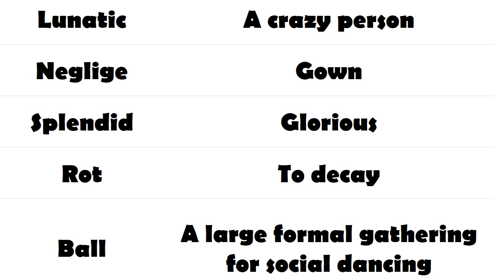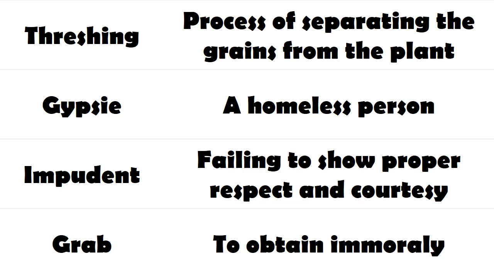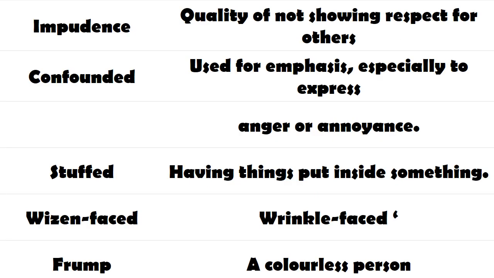Now let us read the next words. Threshing, the process of separating the grains from the plant. Gypsy, a homeless person. Impudent, it means failing to show proper respect and courtesy. Next word is grab, means to obtain immorally. Next word, impudence, means quality of not showing respect for others.